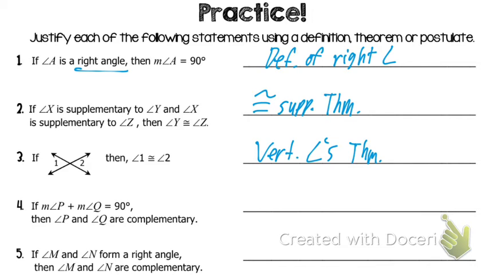We're not coming up with and calling it something else. We're just saying, hey, if they're vertical angles, a theorem's going to say that they're vertical angles.